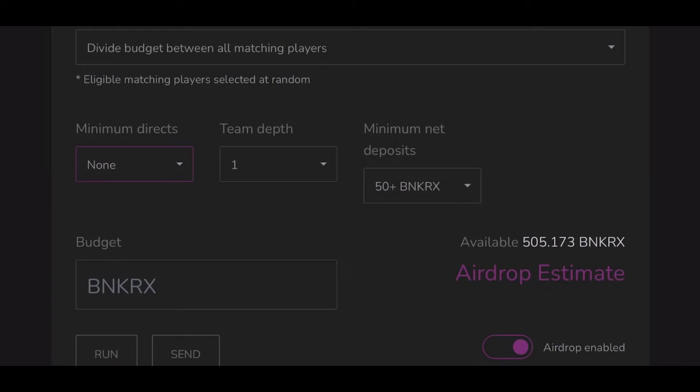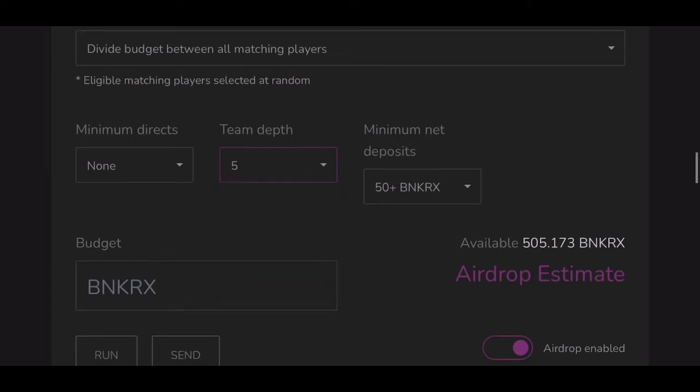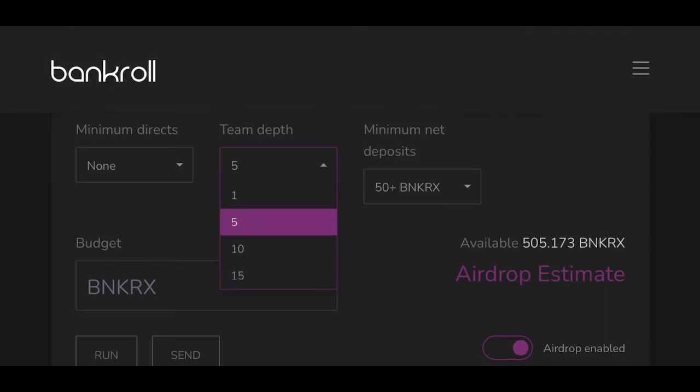Stunner Breezy recently did a video questioning what team depth means. Well, it's very simple. Team depth is how far down within your team you want to go to give airdrops. So team depth 1 means only your direct referrals, only the level below you, will be eligible for the airdrops.